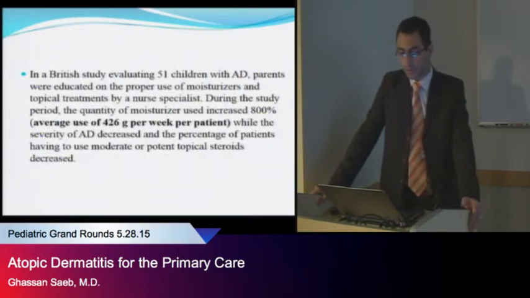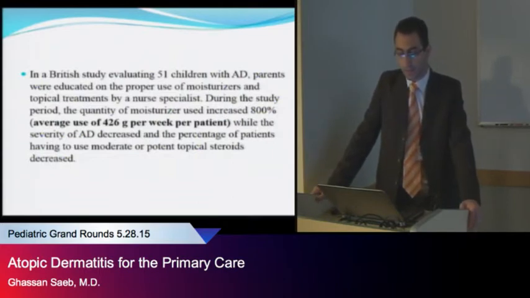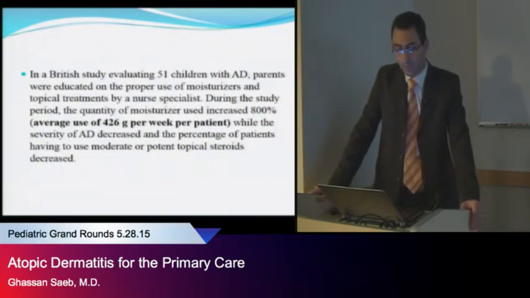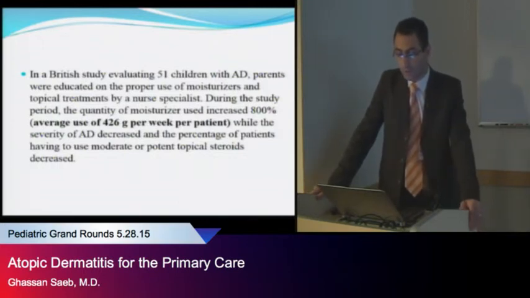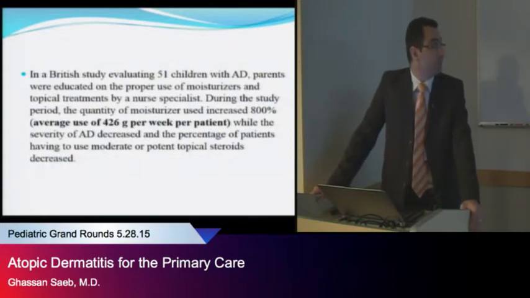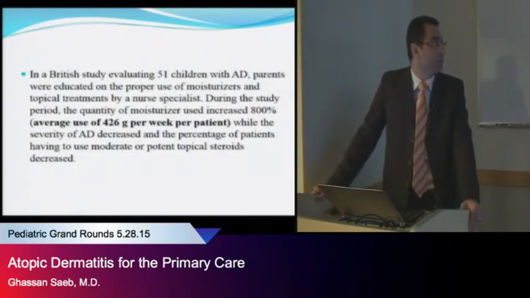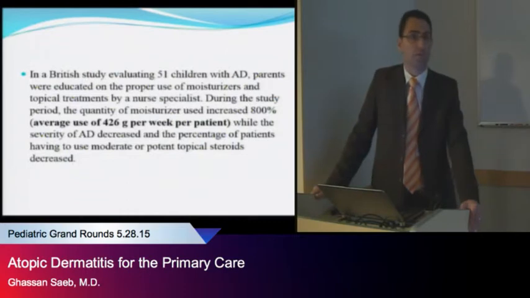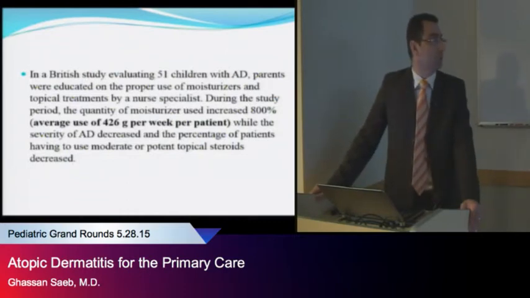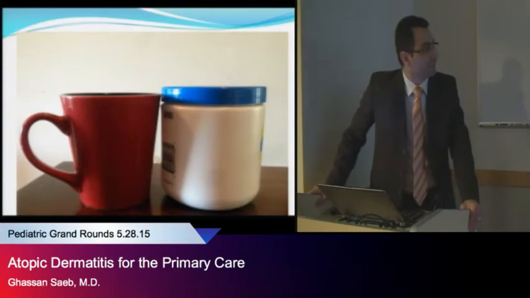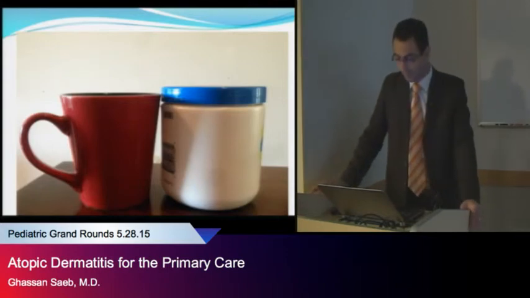In a British study evaluating 51 children with AD, parents were educated on the proper use of moisturizers and topical treatment by a nurse specialist. During the study period, the quantity of moisturizer used increased by 800%. Average use was 426 grams per week per patient, while the severity of AD decreased. The percentage of patients having to use moderate or potent topical steroid decreased. And I'm not sure if anyone knows how much 426 grams per week is. I did a picture. This is just a jar, I think 500 grams, next to my cup.